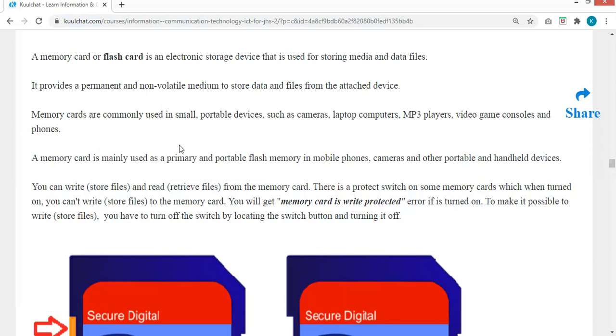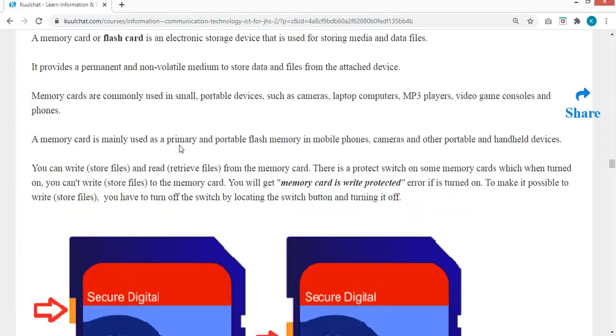Then some MP3 players also have a memory card. You can insert a memory card, perhaps with music on it, and once you insert it, the MP3 player can play the music from it. Then we also have video game consoles, and phones also have memory cards. A memory card is mainly used as primary and portable flash memory in mobile phones, cameras, and other portable and handheld devices.